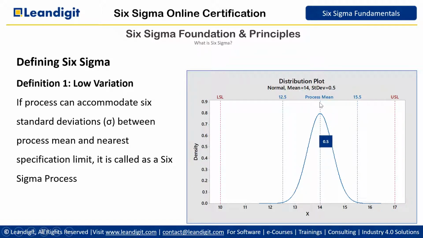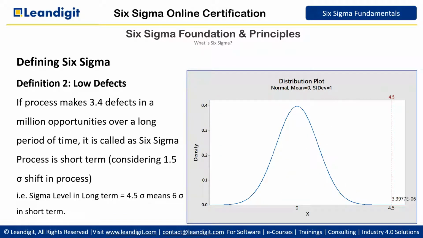So now we will see which specification is closer. LSL is 10, USL is 17. Obviously USL is closer to the process mean. So let us see how many standard deviations we are able to accommodate between the process mean and the upper specification limit. 1, 2, 3, 4, 5 and 6. This makes this process a Six Sigma process.